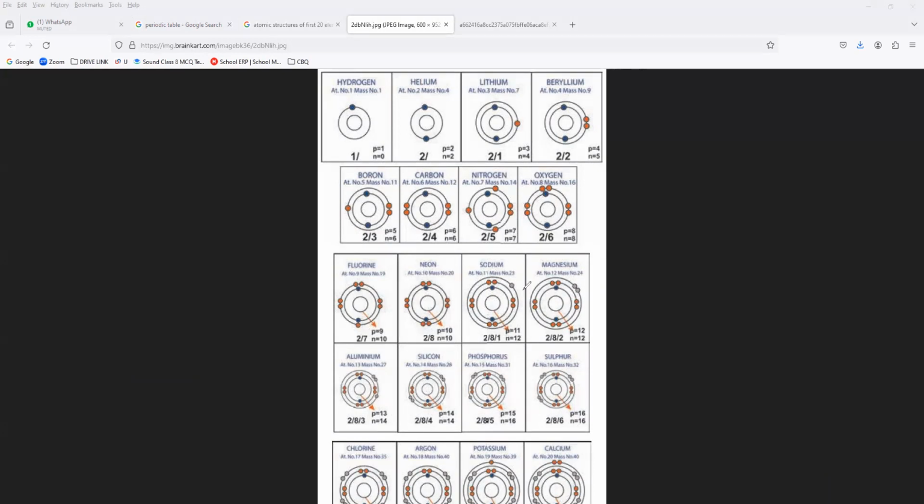After that, sodium, what is the valence shell? M. Magnesium also M, up to argon, you can check it. Aluminium, M, silicon, M, phosphorus, M, sulfur, M, chlorine, M, argon also M. After that, potassium, N, and calcium, N. Okay, understand everybody? So now everyone has to do it.